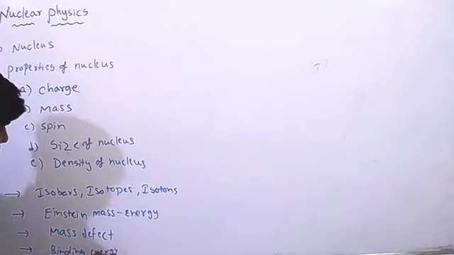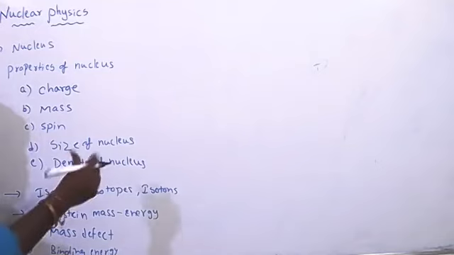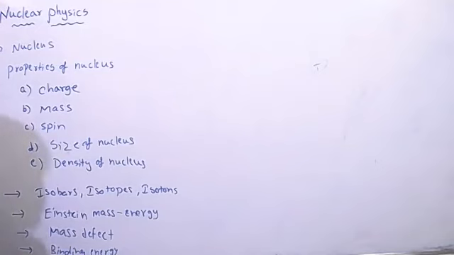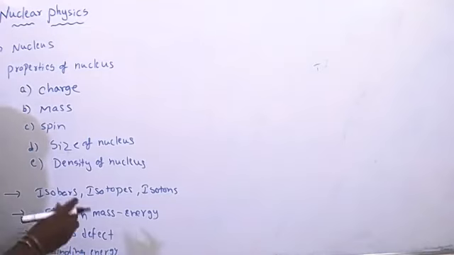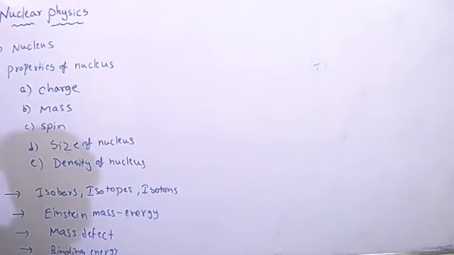Binding energy is very similar to mass defect. Binding energy is nothing but the energy required to split the nucleus into its constituent parts. Mass defect is nothing but the fact that the total mass of the nucleus is always less than the sum of the masses of the nucleons. So that we have discussed.